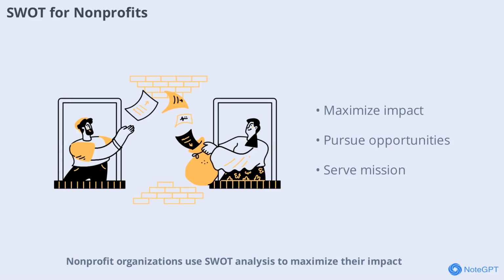Nonprofit organizations use SWOT analysis to maximize their impact. By identifying strengths like community support and weaknesses such as limited funding, they can pursue opportunities and prepare for challenges. This helps nonprofits serve their mission more effectively.